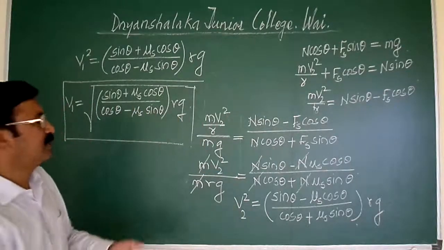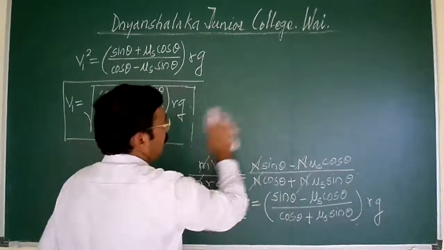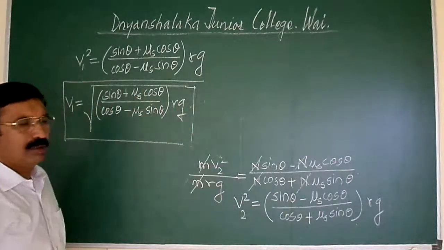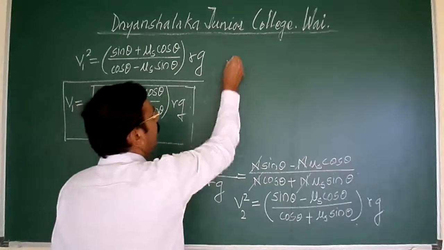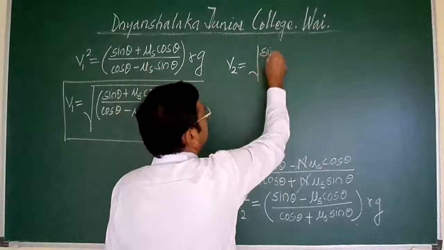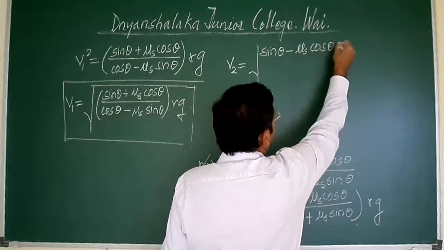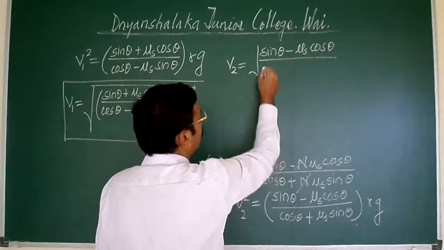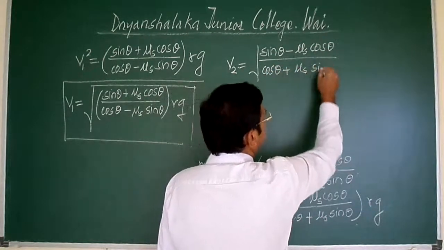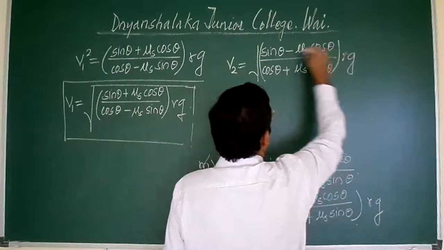So from this expression, we will be able to write the minimum speed with which the car can take a turn on a banked curved road. V2 is equal to under root, sin theta minus mu s cos theta upon cos theta plus mu s sin theta, put a bracket, into Rg.